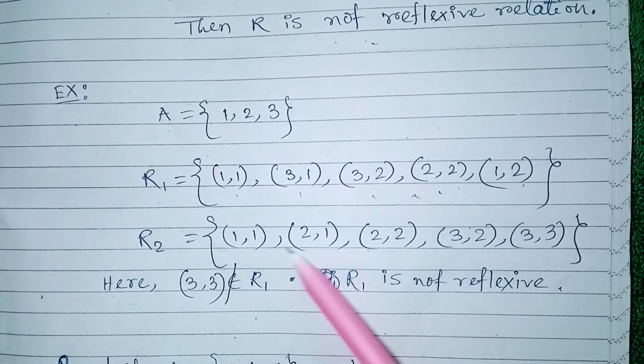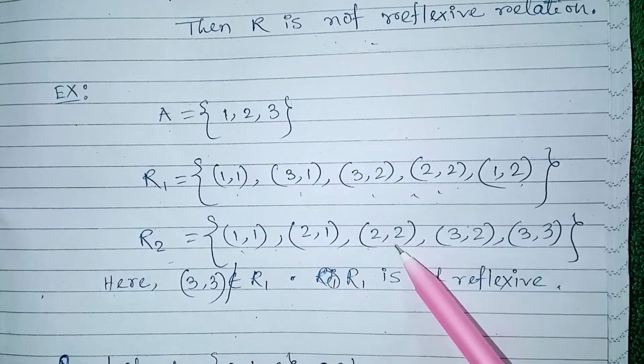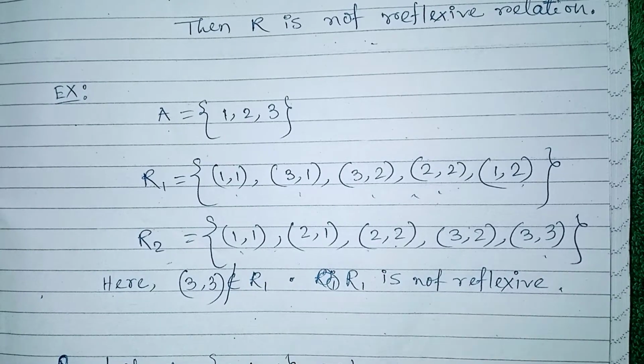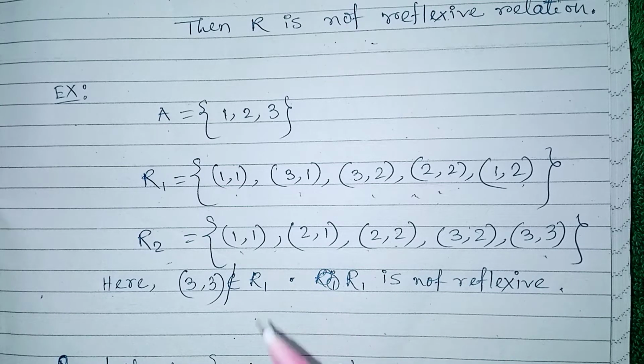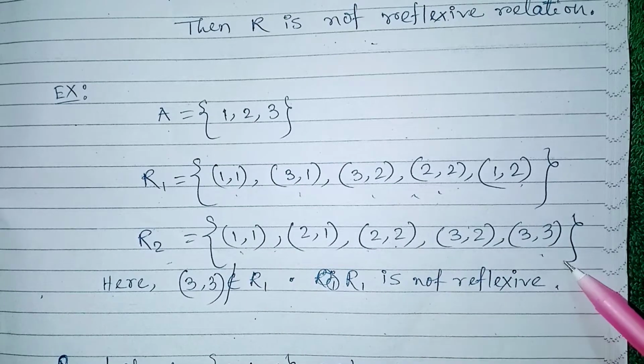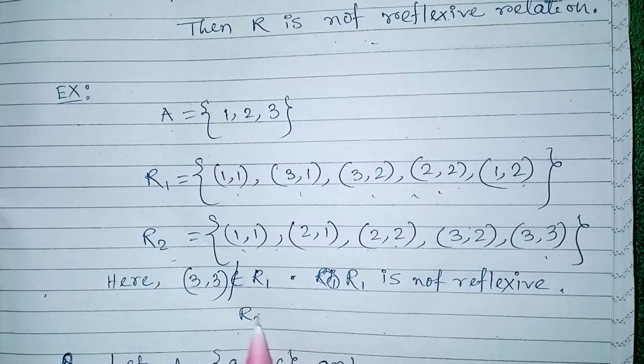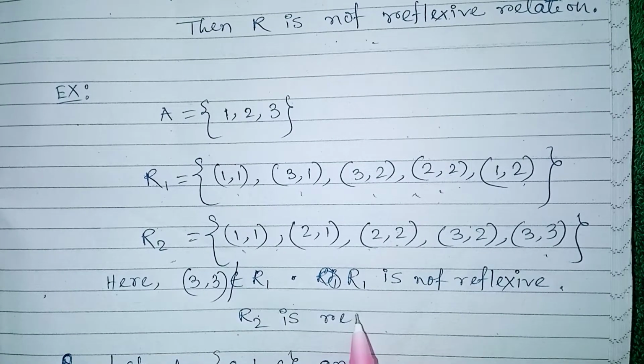In the second example, in R2 you can see (1, 1), (2, 2) and (3, 3) all lie in it. And the other elements you don't have to worry about. Just for reflexive, you have to find out (1, 1), (2, 2) and (3, 3) all present here. So that's why R2 is reflexive.